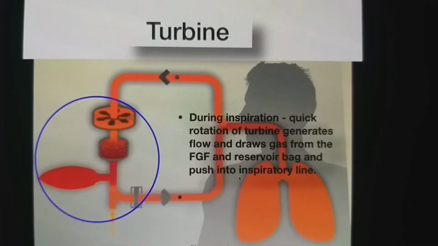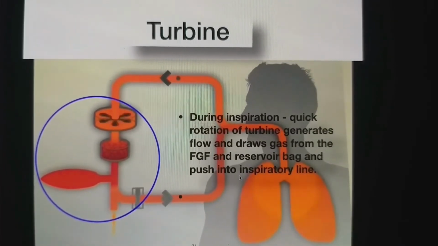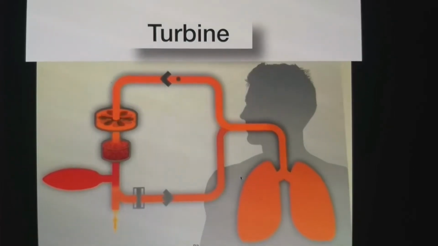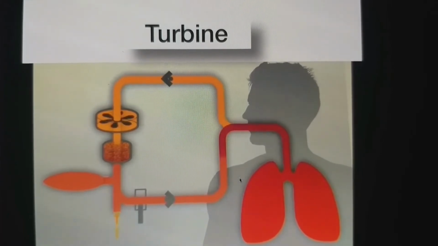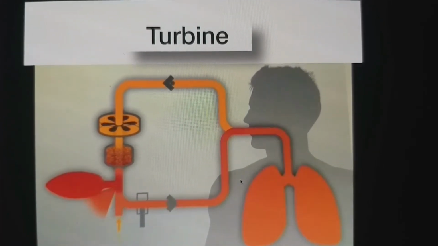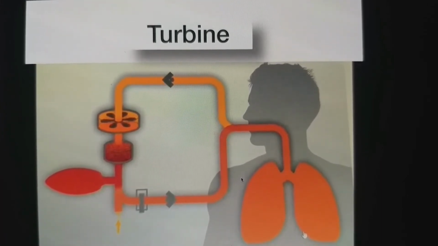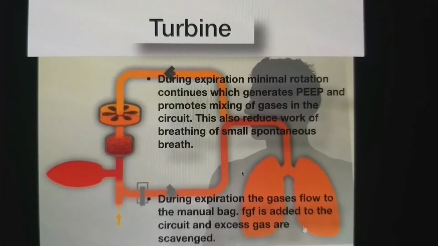makes a rotation, delivers the flow, and during expiration, the rotation is reduced. So during expiration, it rotates at a lower rate, which will generate peak and will also continue to move flow into the system. So when patient takes a breath, patient takes an inspiration, it can be easily triggered and the turbine can immediately start to give the ventilation.